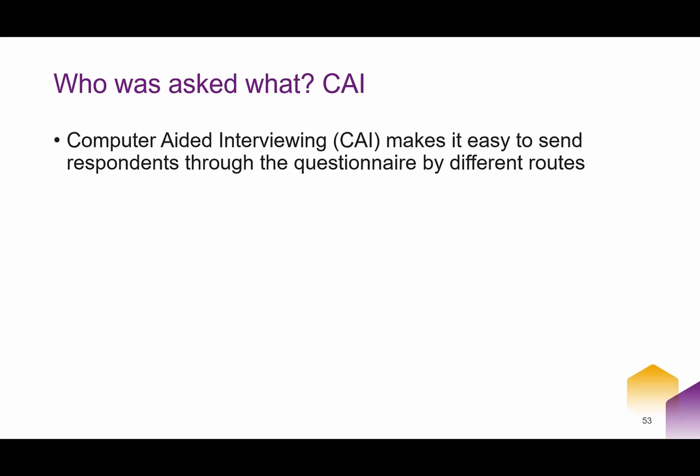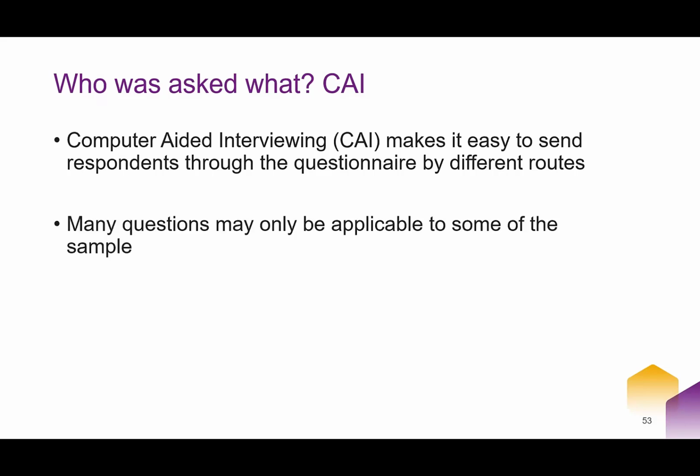So, for example, if we are asking someone their age and they say they are under 18, the questionnaire might route them away from questions about alcohol use or work, because it wouldn't be applicable to them. Therefore, many of the questions in a survey are only applicable to some of the sample, so you're going to need to check the documentation to see who was asked the variables that you're interested in and whether that matches the population you're interested in exploring.